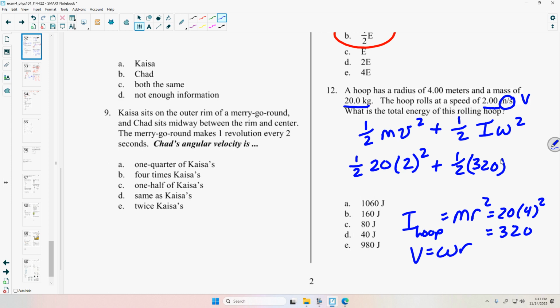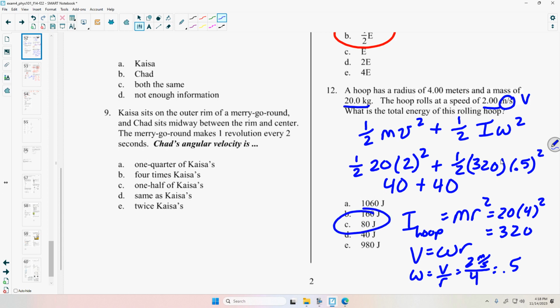So I need to figure out what omega is. Omega is equal to V over R. That's 2 meters per second divided by the radius, which is 4. So that's equal to 0.5, or 1/2. So that goes up here, 0.5 meters per second squared. And now I can do this. That's 10 times 4, that's 40, plus 160 times a fourth, that's also 40. So the answer is C, 80 joules.